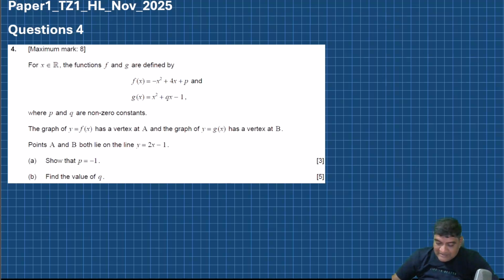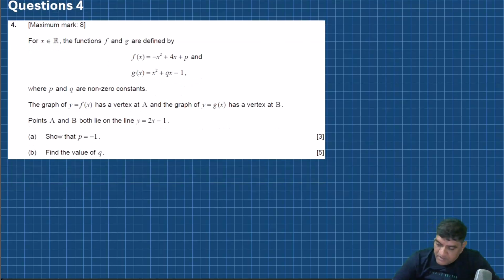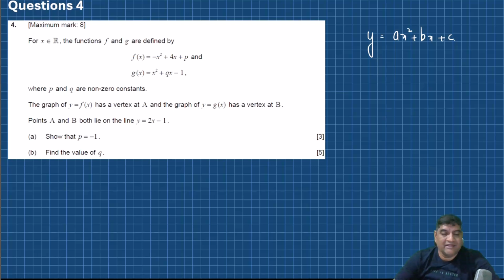We are also told that the points A and B, which are the vertex of the first graph and the vertex of the second graph, both lie on the line. The standard form of a quadratic equation is ax squared plus bx plus c. Directly, I know that the vertex of a parabola will be at x equals minus b by 2a. Now, how is that?